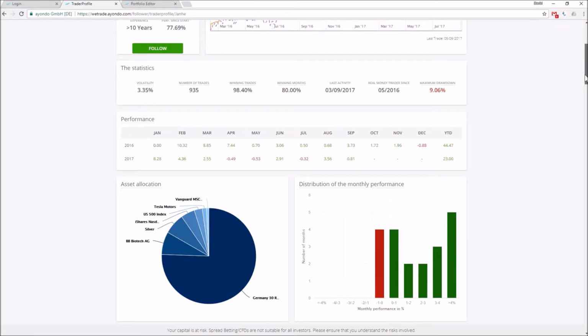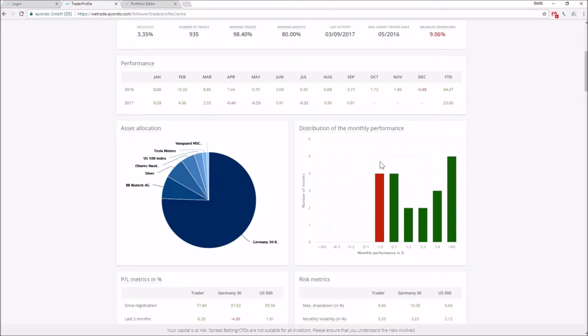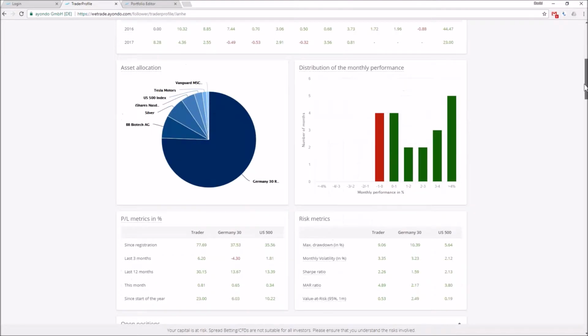Let's scroll down and see a bit more. Now, this one trades a few things, but again, the bulk of it you'll see is the German 30. So about 3/4 of trades have been done on the DAX, the German stock market index. A bit of individual shares in there as well, by the looks of it. A bit of S&P as well, but mainly on the German stock market.